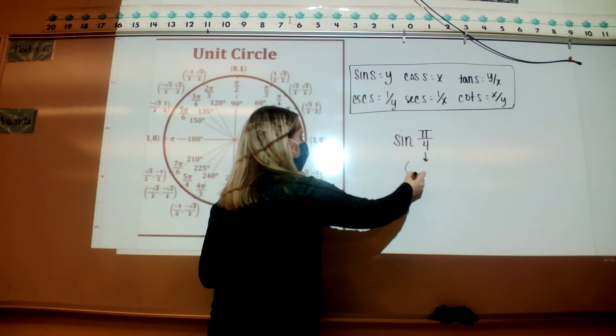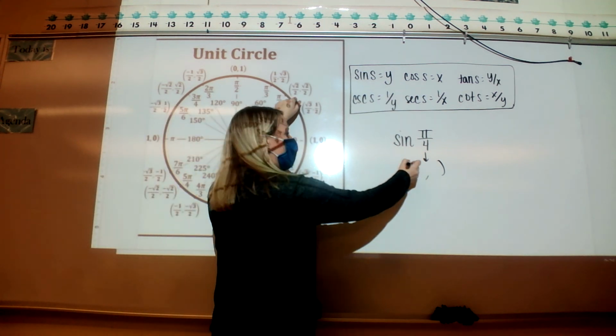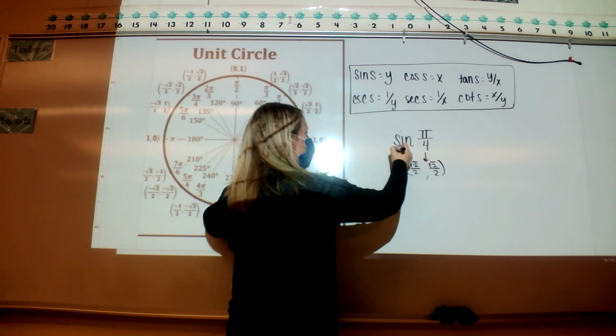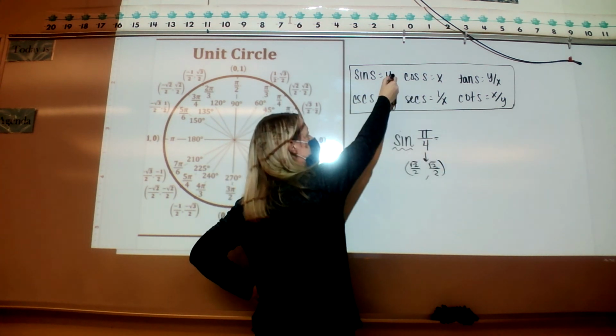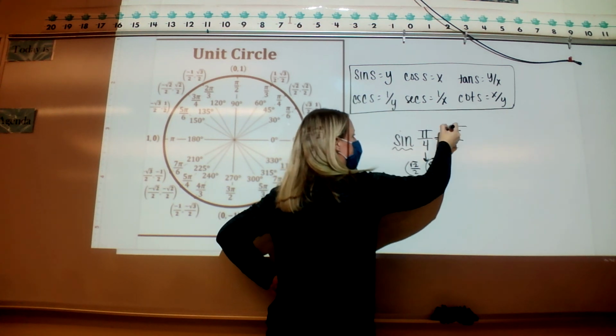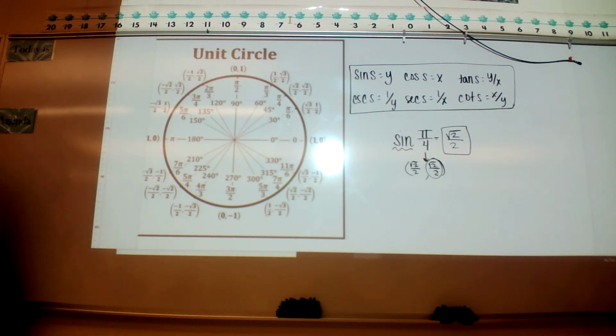And then find the point that corresponds to it. So pi over 4 corresponds to root 2 over 2, comma, root 2 over 2. And then since we're looking for sine, I only care about the y of that point. So my answer is just root 2 over 2. And I'm done though. So once again, not a lot of work, it's just knowing what to look for.